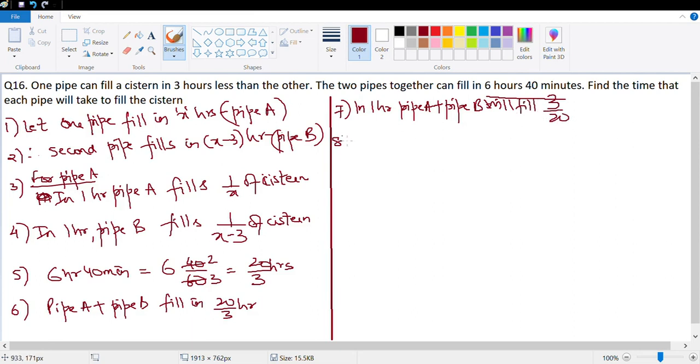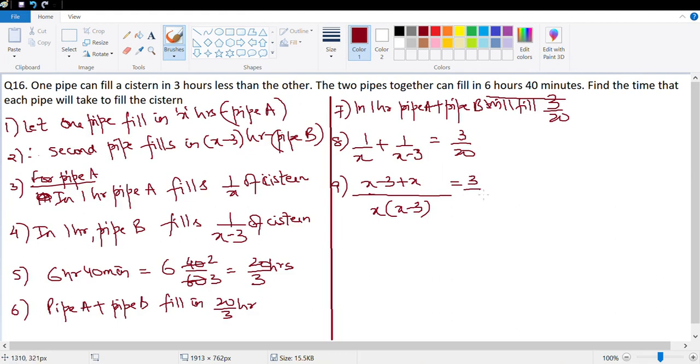So now the equation that we get is in 1 hour, pipe A fills 1 by x, pipe B fills 1 upon x minus 3, and this is equal to 3 upon 20. That's correct. 1 by x plus 1 upon x minus 3 is equal to 3 upon 20. Let's take the LCM and add. So x times x minus 3, this will be x minus 3 plus x is equal to 3 upon 20. Let's cross multiply. So this is 3x times x minus 3 is equal to 20 times 2x minus 3.